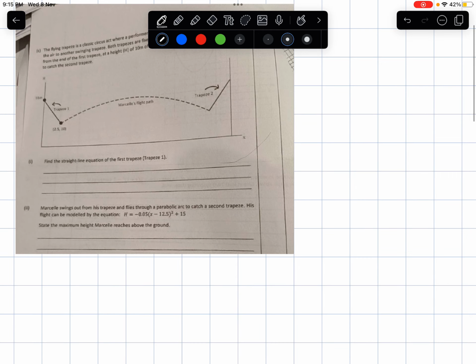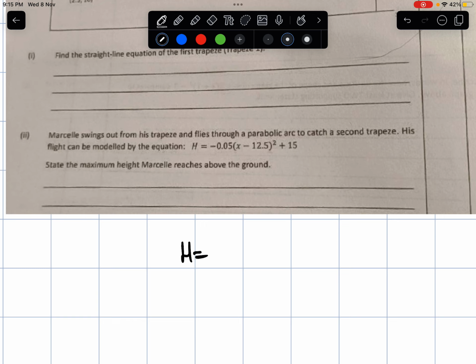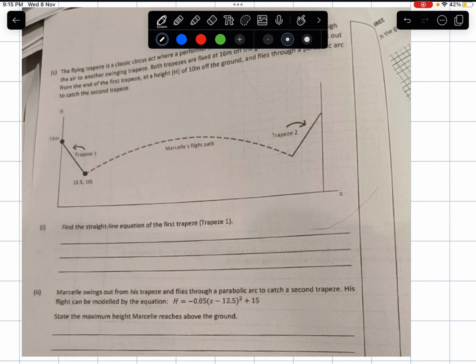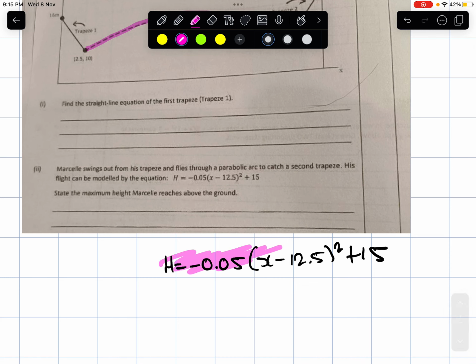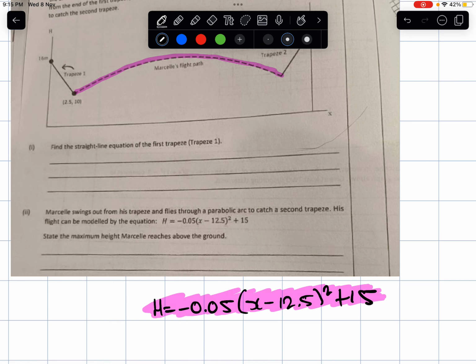So it says we have an equation h equals negative 0.05 (x minus 12.5) squared plus 15. And this is the equation of this parabola here. Right? So I'll just highlight them both in pink to show that it's matching. And then it's asking for the maximum height that Marcel reaches above the ground.